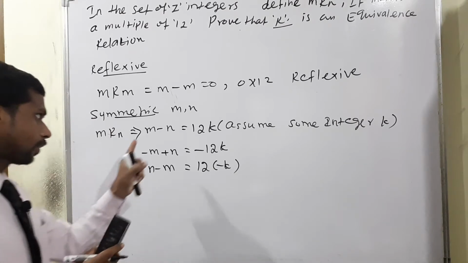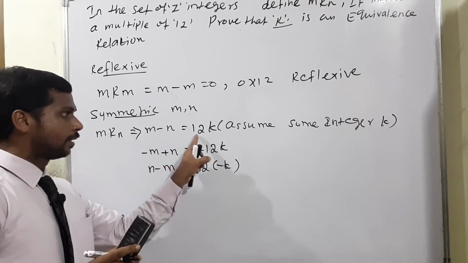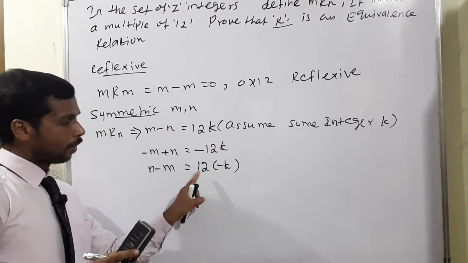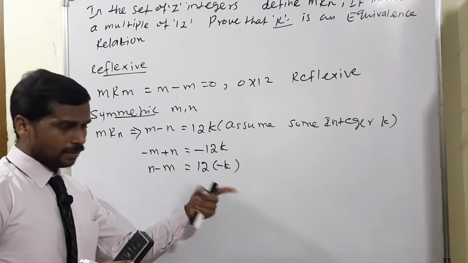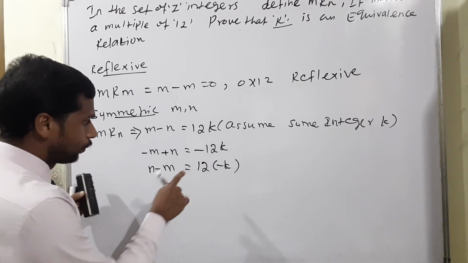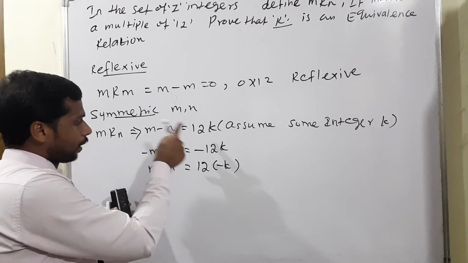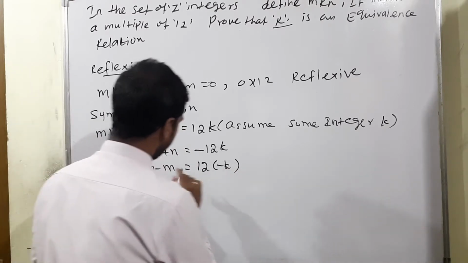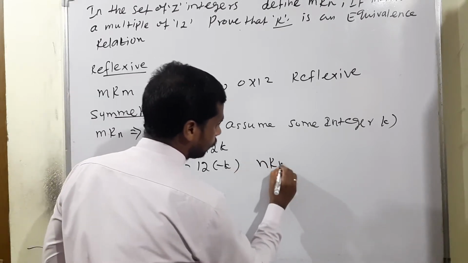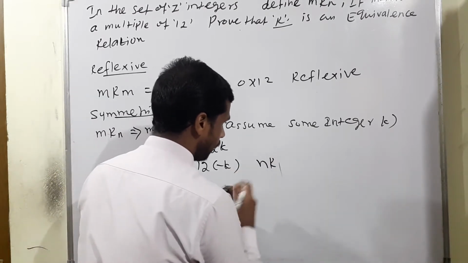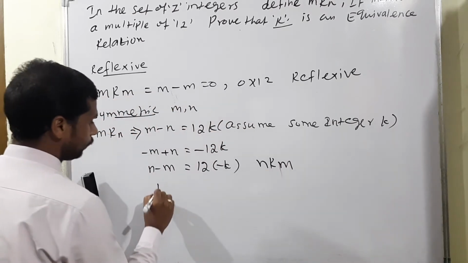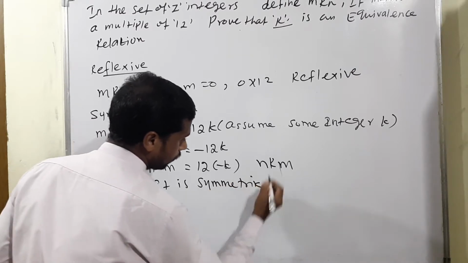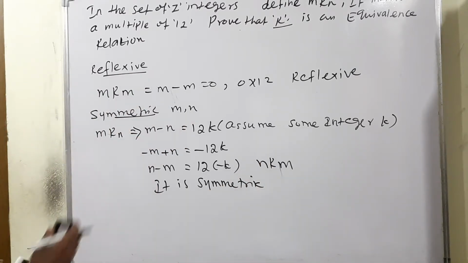So m minus n is a multiple of 12, and at the same time the opposite, n minus m, is also a multiple of 12. The sign is not an issue, we can neglect it. Whether it is m minus n or n minus m, the value is a multiple of 12. Therefore, we can write n related to m. So it is symmetric.